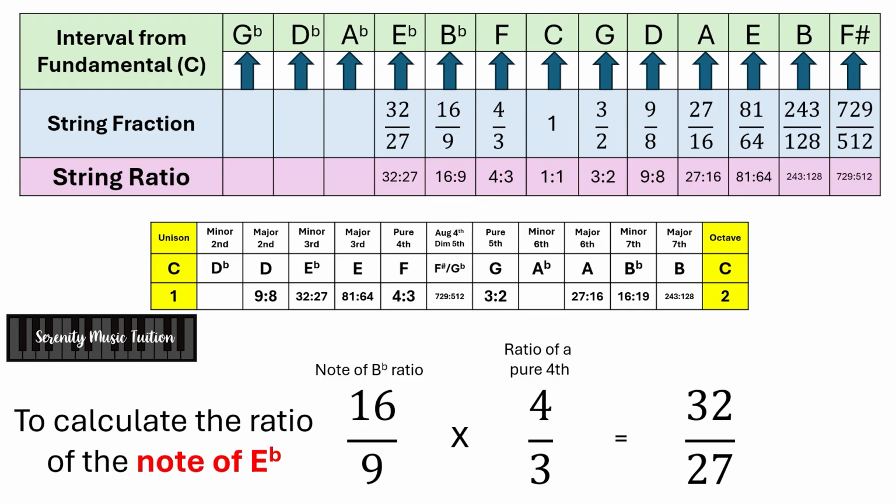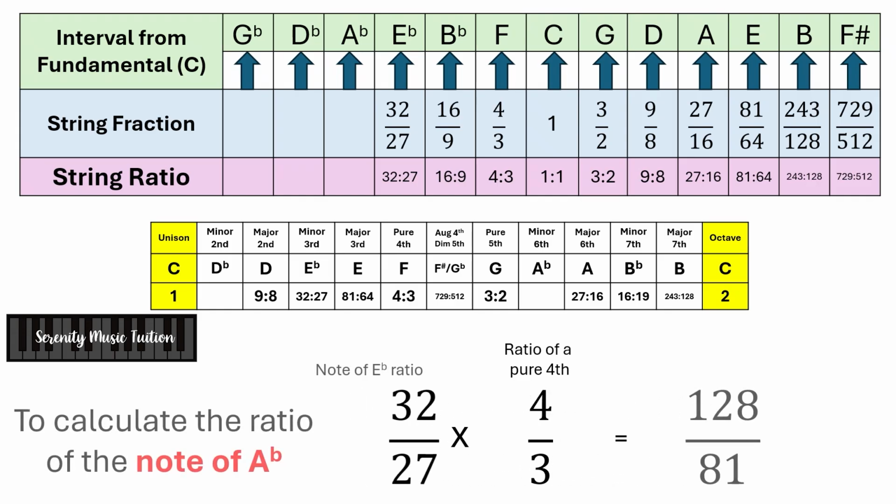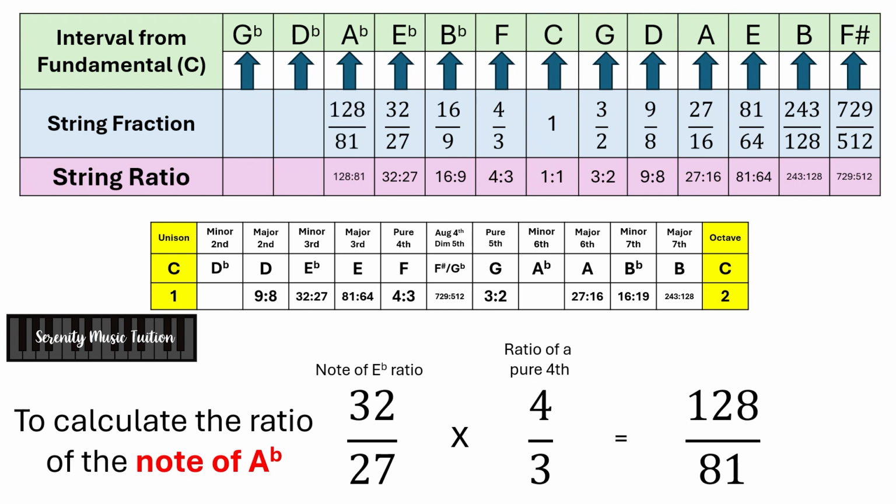Time to pile on our next pure fourth, which again is equivalent to the fifth if we were moving left. To calculate the string ratio needed to produce the interval which leads to the note A flat, we need to take the ratio of the previous note of E flat and multiply it by the ratio of a pure fourth, which is 4/3. This gives us an interval fraction of 128/81, which lies between 1 and 2. This is the interval ratio of a minor sixth. Let's add it to the table.